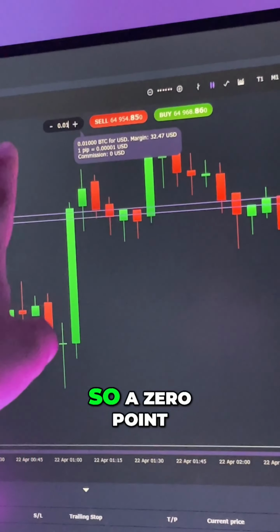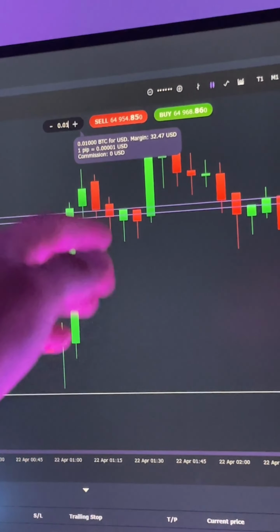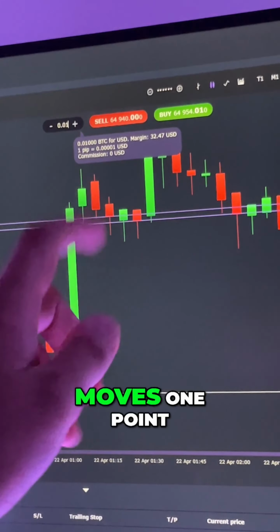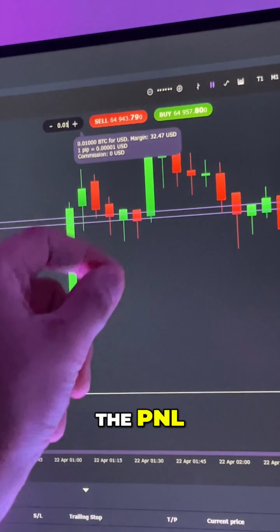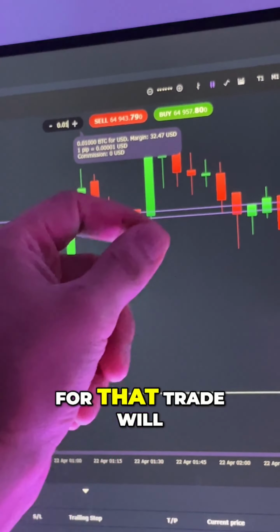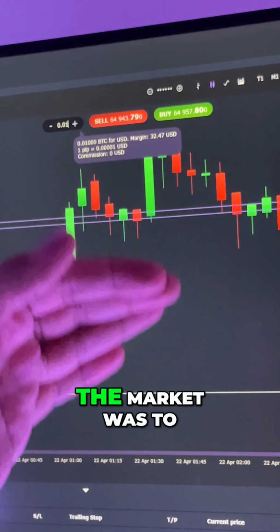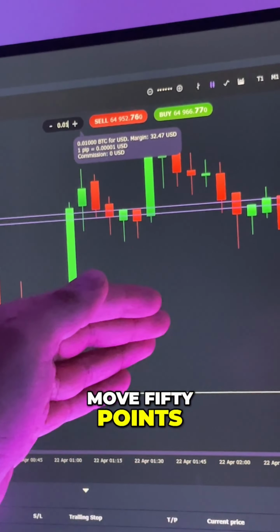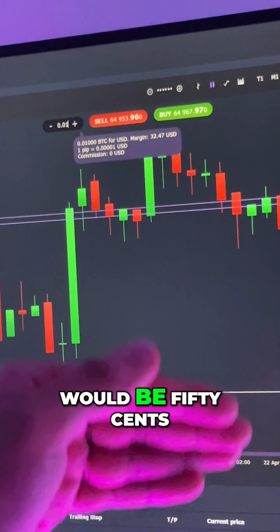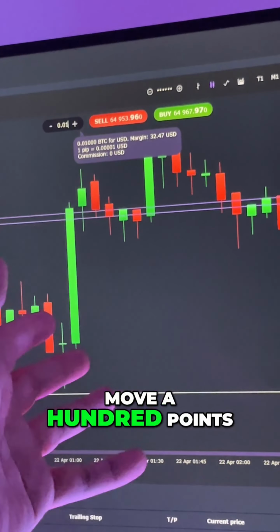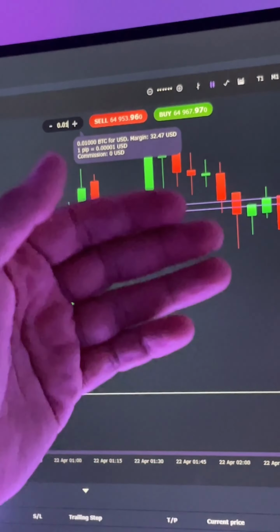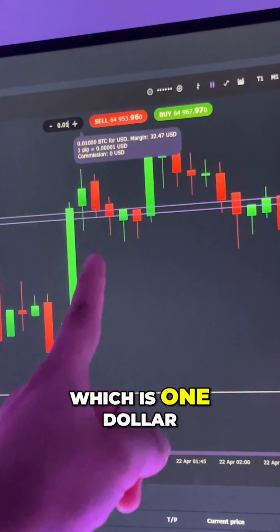All right, so a 0.01 lot size trade means that every time the market moves 1 point, the P&L, or the profit and loss for that trade, will be worth 1 cent. So for example, if the market was to move 50 points, the P&L would be 50 cents. If it was to move 100 points, the P&L would be 100 cents, which is $1.